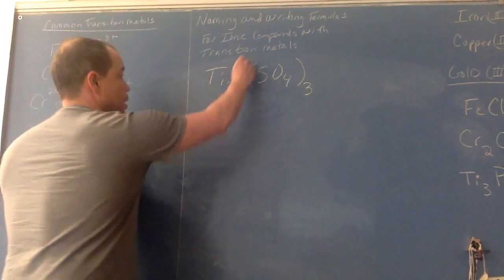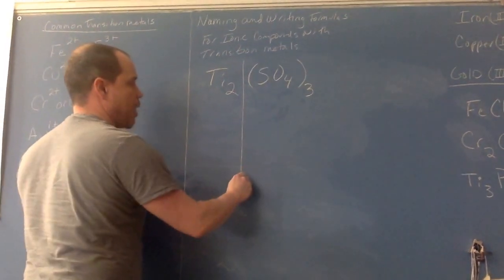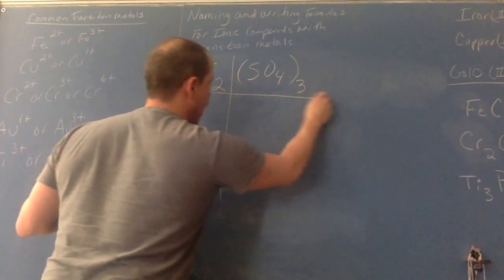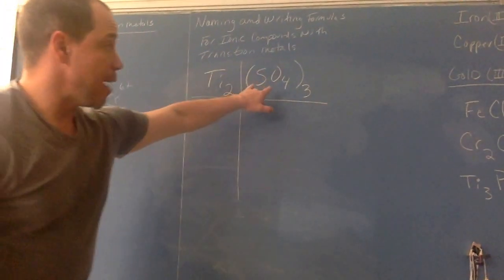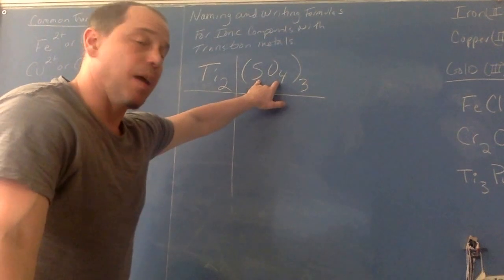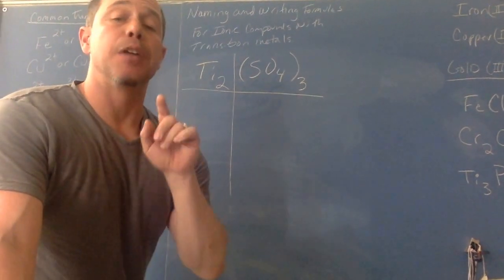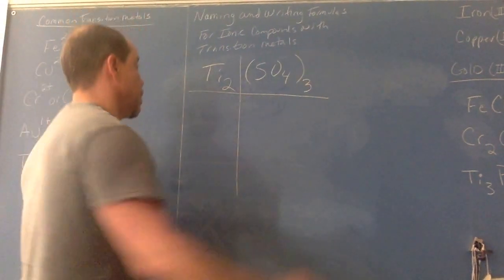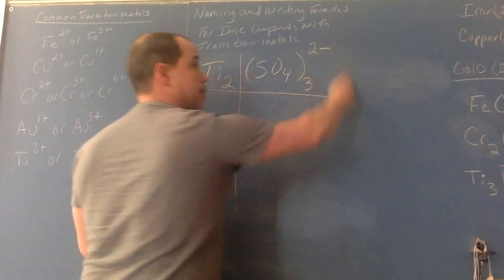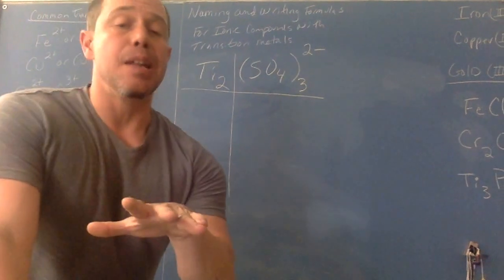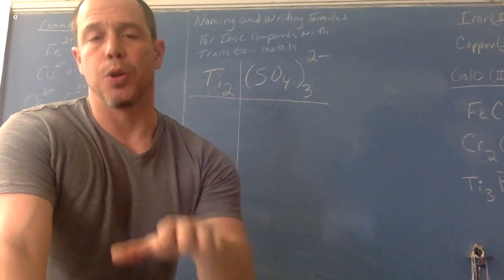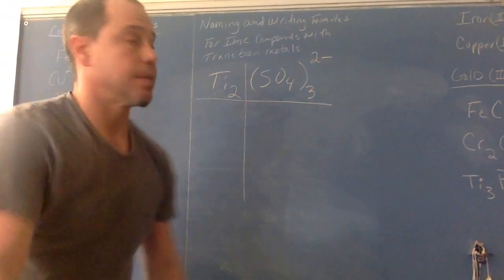First thing, divide it in half, ending where that cation ends. Put a line. Identify the charge for the polyatomic ion. Sulfate on the polyatomic ion chart has a 2- charge. Titanium, transition metal, unknown charge. Put it as an X.